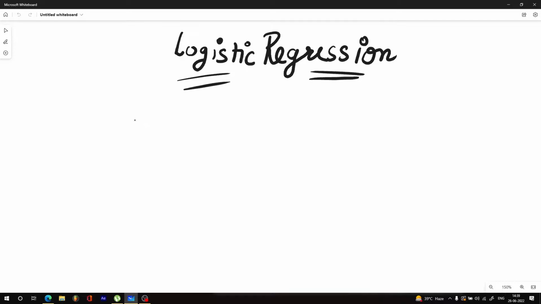Okay, first of all, why logistic regression, and why are we not using linear regression when we have a binary classification problem? Let me just write it down. Linear regression. Why are we not using linear regression? All of you might be thinking why, right?